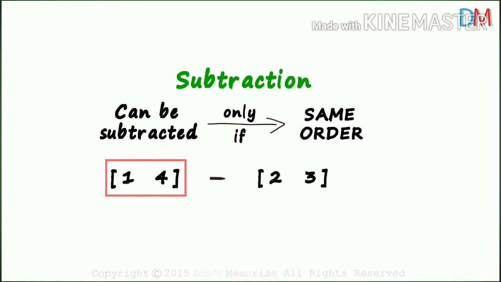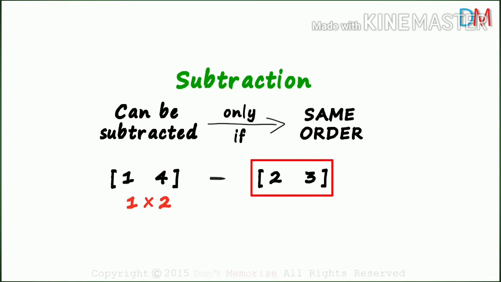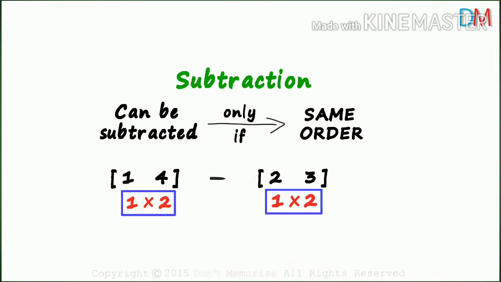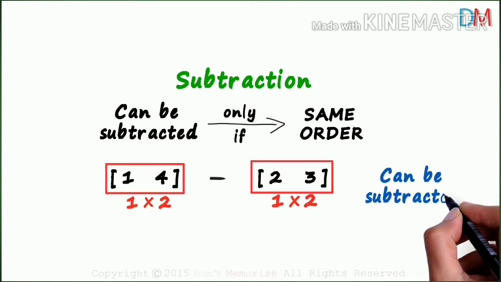The first matrix has 1 row and 2 columns. Its order will be 1 by 2. And as the second matrix also has just 1 row and 2 columns, its order will also be 1 by 2. Because their order is the same, subtraction is possible here. The second matrix can be subtracted from the first one.